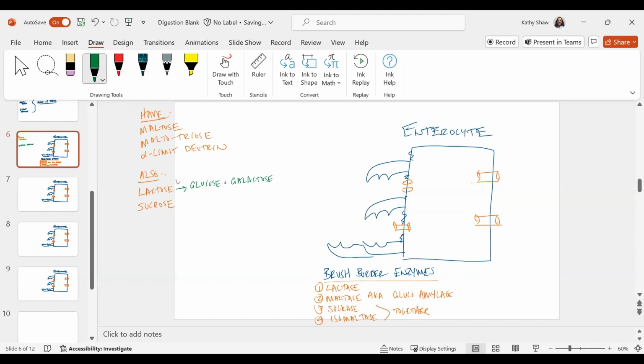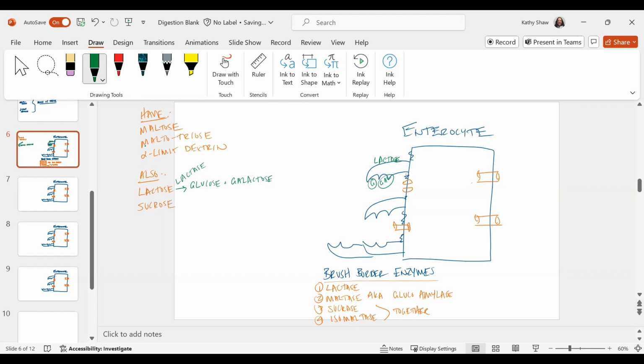The enzyme that does that is lactase. So this is supposed to be my lactase. What will happen is the lactose will go in there, and I'll break down my lactose into a glucose, we're going to use G for glucose, and a galactose, we'll use GAL for galactose.